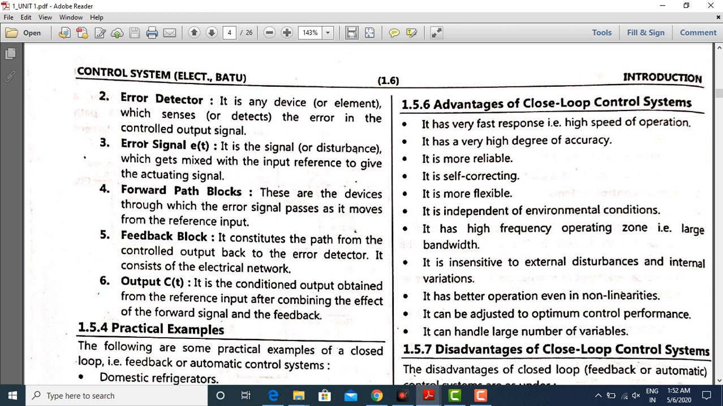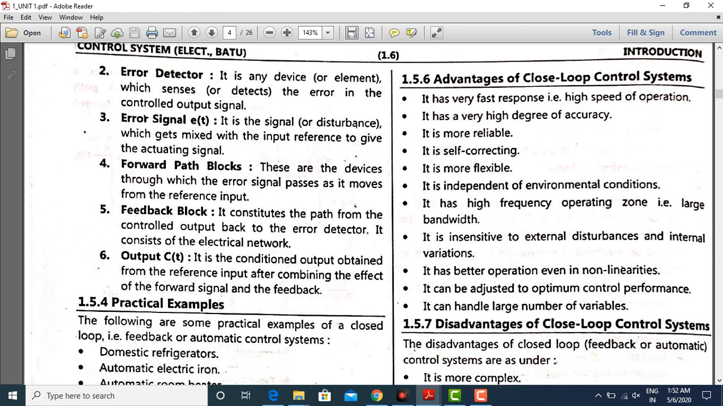It has high accuracy operating zone, that is large bandwidth. It is insensitive to external disturbance and internal variation. It has better operation even in non-linearities. It can be adjusted to optimum control performance. It can handle large number of variables.